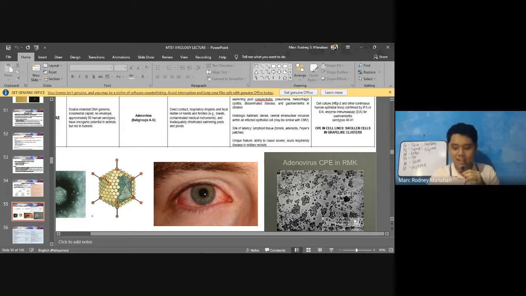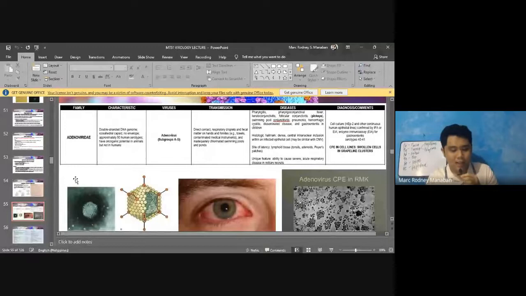So very short lang, dears. Again, just those important stuff. What you have to remember, again, adenoviridae is non-enveloped. Okay, take note of that. Most common cause of conjunctivitis. You have also pink eye, alright? And aside from that, grape-like clusters of CPE.